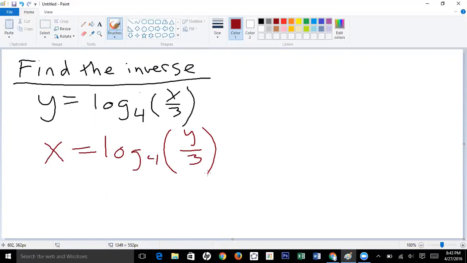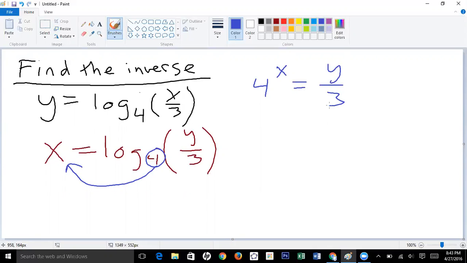But in order to get this y divided by 3 outside the logarithm, I need to use the inverse function, which is an exponential. So I'm going to take this base of 4 over to the other side and use it as an exponential base. So when I do that, this becomes 4 raised to the x equals y divided by 3. I no longer have a logarithm because I used its inverse function, which is an exponential, on the opposite side.